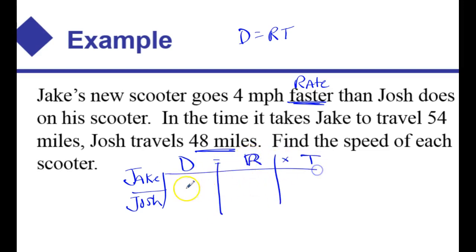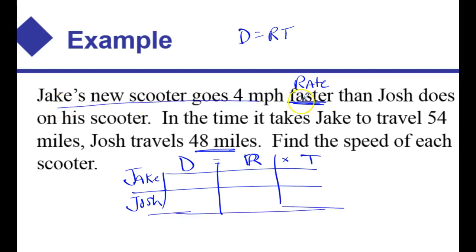And let's just fill in. As we read, we'll just complete the chart. So let's see. Jake's scooter goes 4 miles an hour faster than Josh. Well, that's a rate. Unfortunately, we don't know what Josh's rate is, but we do know that Jake is 4 miles an hour faster. So if Josh is going 10, Jake must be going 14. So since I don't know what Josh is, we'll just let Josh's rate be R. So that's the first part of the sentence.